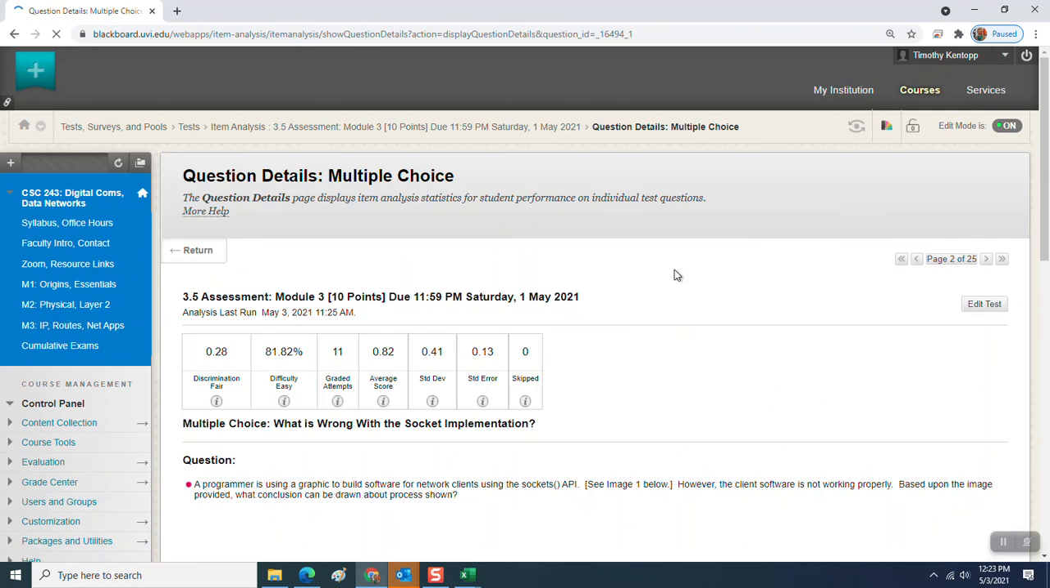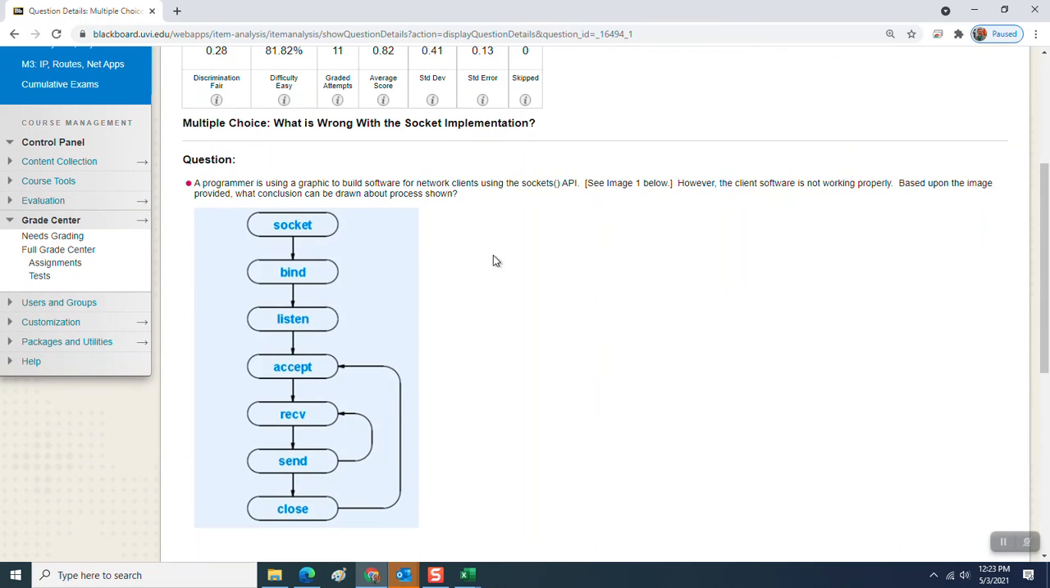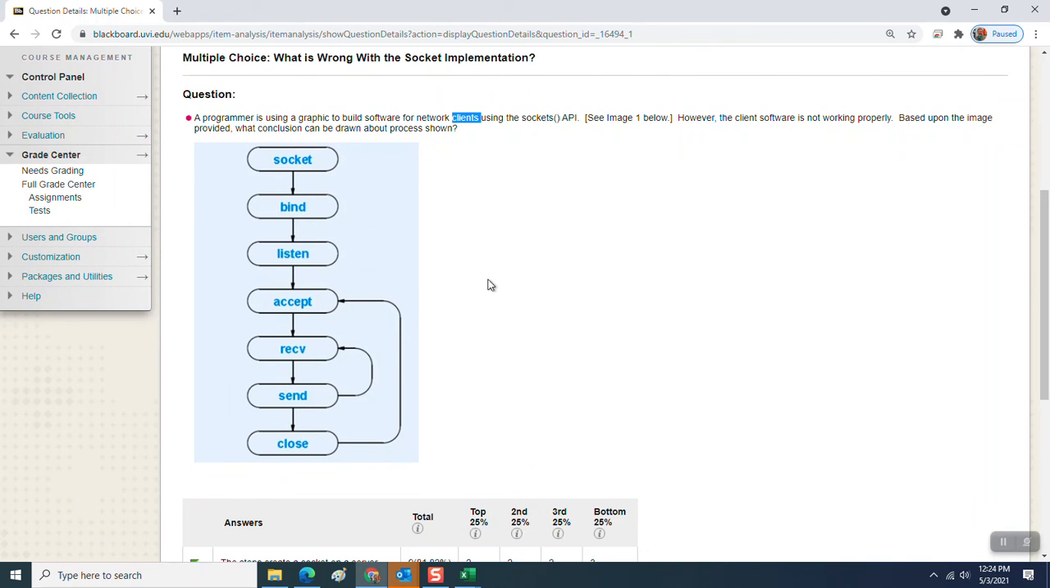What is wrong with the socket implementation? So a programmer is using a graphic to build software for network clients using the sockets API. See image 1 below. However, the client software is not working properly. Based upon the image provided, what conclusion can be drawn about the process shown?